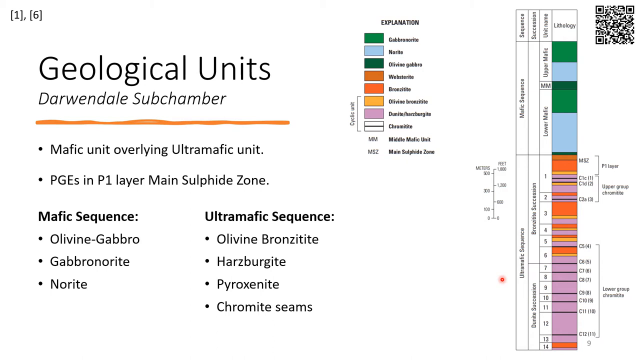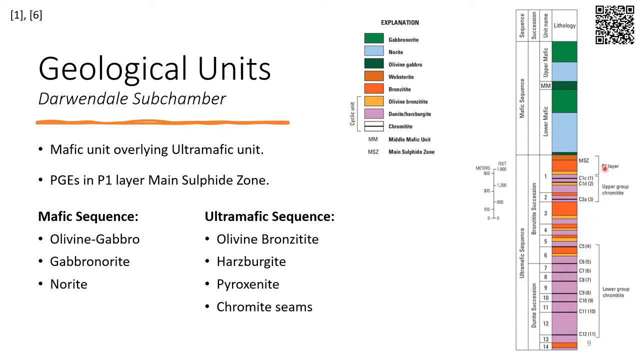If we start down here at the ultramafic sequence, the rock types are olivine-bronzite, harzburgite, and pyroxenite. And then you can see these thin black layers here are thin chromite seams. A couple of things to point out that we're going to talk about later in the lecture are these cyclic units here, where you're rotating in cycles through different rock types.